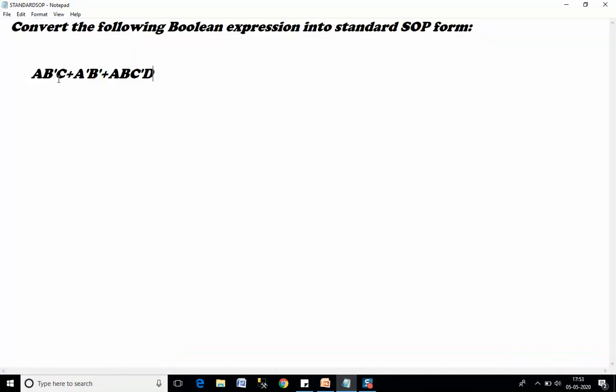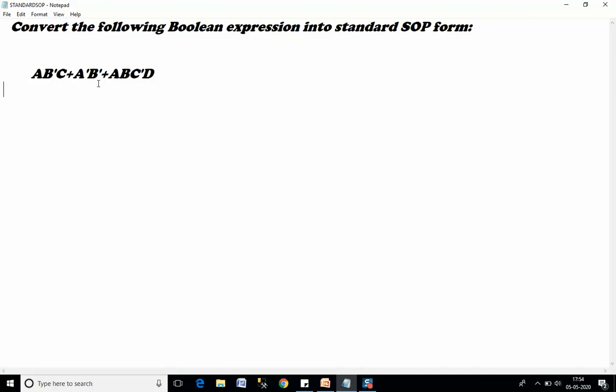Okay, so let's take an example. Convert the following Boolean expression into standard SOP form. The expression is A B complement C, or A complement B complement, or A B C complement D. If you see, the domain of this expression is 4. How is it 4? Because in the last term we have 4 variables, A, B, C and D, but D is missing in the first term, and in the second term C and D are missing. So we cannot say that this is in the standard SOP form. We have to convert it into the standard SOP form.